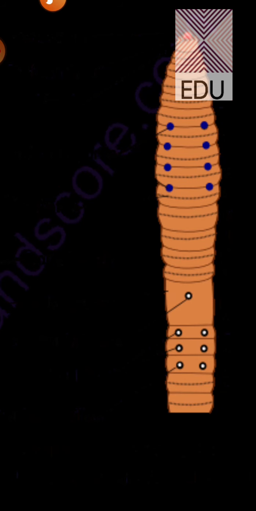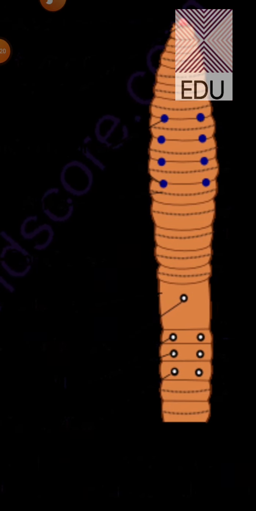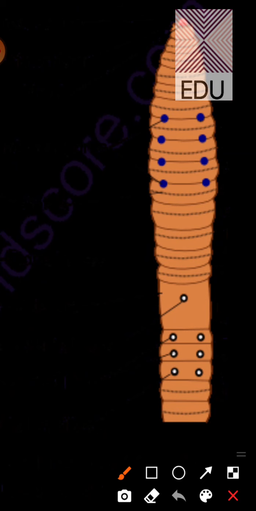Okay, after this, what happens? Now there is a particular structure which is called the clitellum. Students, this part is called the clitellum. It contains segments number 14, 15 and 16. We all know this. And on segment number 14, we have the female genital pore. Now students, the clitellum has some special cells which are called the ootheca forming cells.